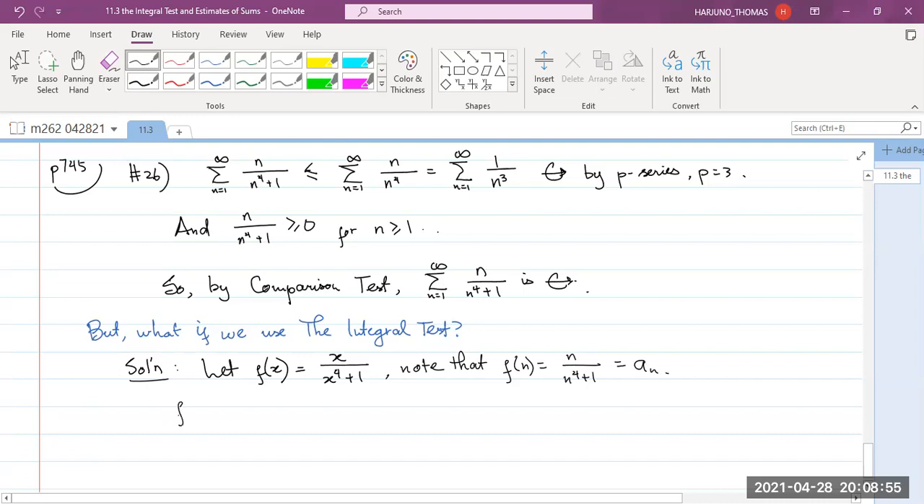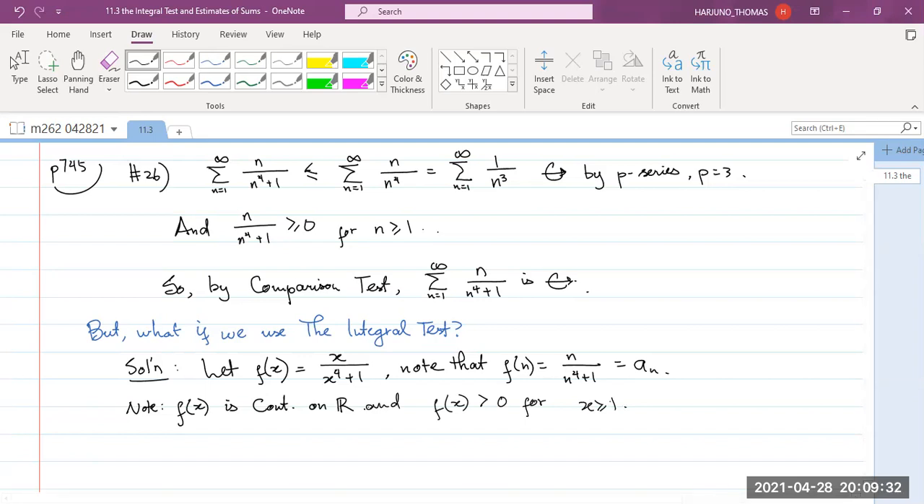Then f(x) is continuous on all real numbers, and positive. f(x) is greater than 0 for x greater than or equal to 1. When x is positive, the numerator is positive, and the denominator is also positive. Claim: the one I need to show is that f(x) is decreasing, at least eventually.